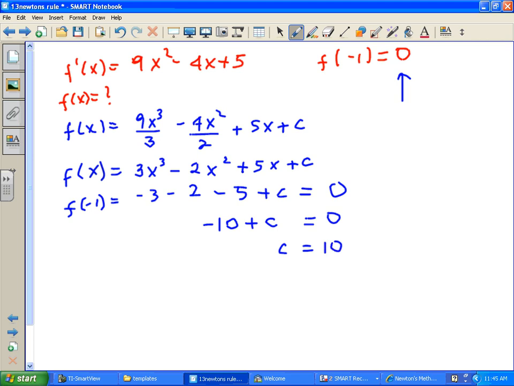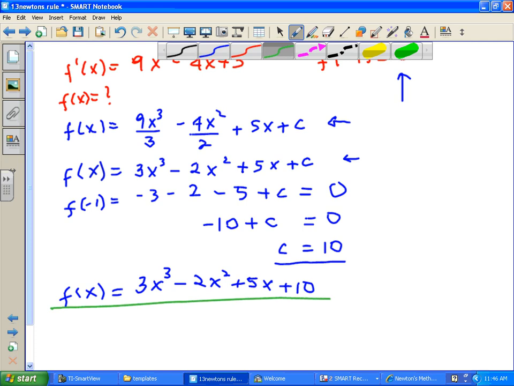Once we know what c is, we can go back and replace it in the f of x equation. So now f of x is, actually this one is a better one to work with, 3x cubed minus 2x squared plus 5x plus 10. So if they give you something extra, then you can try to determine the constant as well. All right, one more example.